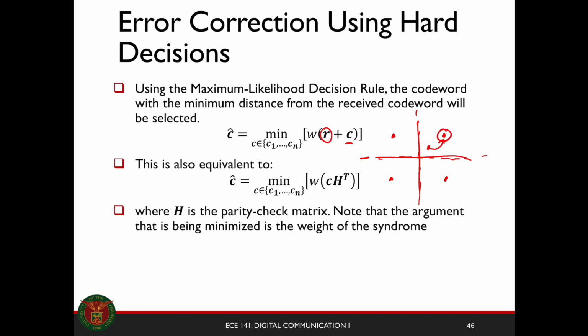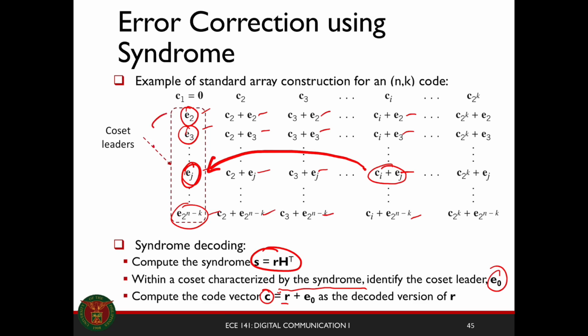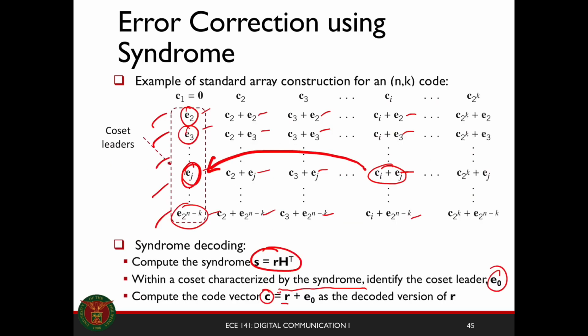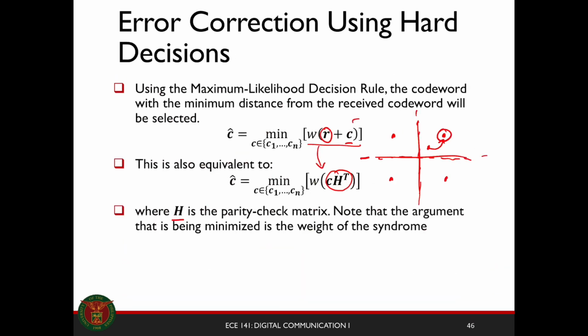Okay, so with this, if you take the weight of this, well, that's just basically getting the weight of the syndrome. Okay, so note that H here is the parity check matrix. So the advantage of doing this is that it's simpler than creating some array that is based on the error patterns. Okay, but it's more computationally expensive compared to this decision rule or error correction.